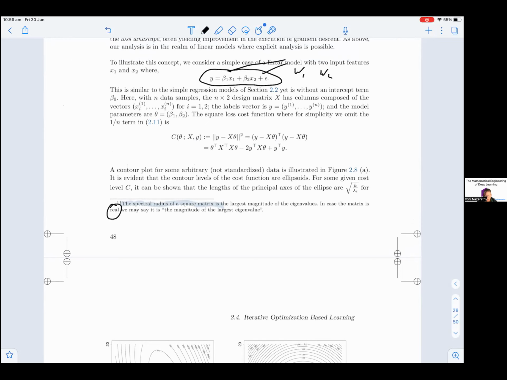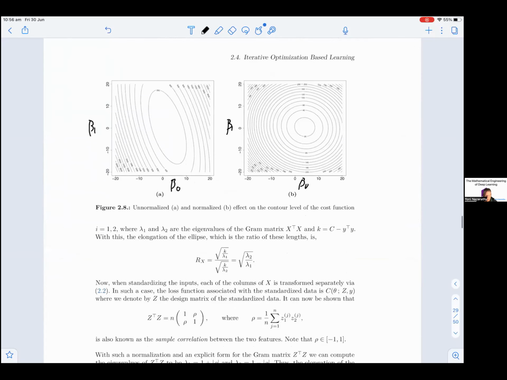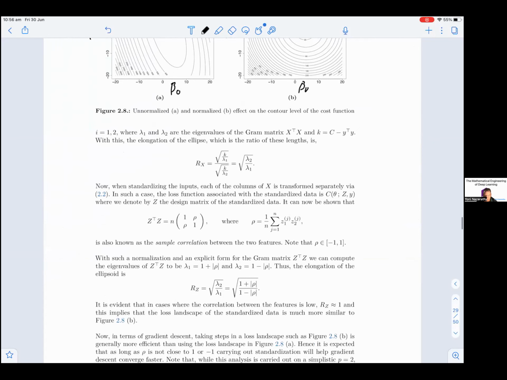For some given cost level C, it can be shown that the length of the principal axis of the ellipse is the square root of k over lambda i, for i equals 1, 2, where lambda 1, lambda 2 are the eigenvalues of the Gram matrix, and k is the contour level minus y transpose y. Okay, so that requires some work to show, but it can be shown. With this, the elongation of the ellipses, which is the ratio of the lengths, is this thing. The bigger this ratio Rx is, the more elliptical the whole thing is. So that's the square root of the ratio of the eigenvalues.